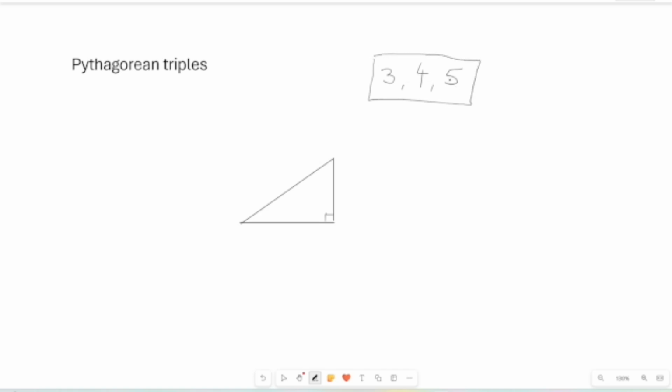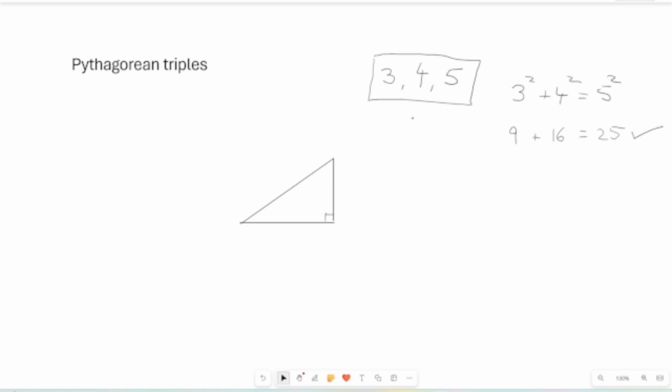The largest number obviously relates to the longest side, so what we expect is that 3 squared plus 4 squared equals 5 squared. Is that true? Well, let's check it out. 3 squared is 9, 4 squared is 16, and 5 squared is 25. So does 9 add 16 equal 25? And the answer is yes, it does. So that's correct, and 3, 4, 5 is therefore a Pythagorean triple.